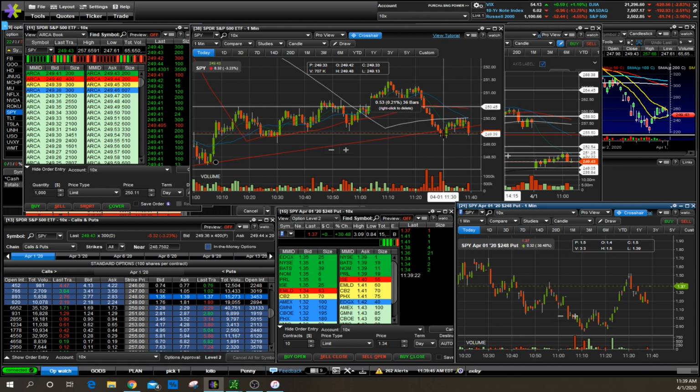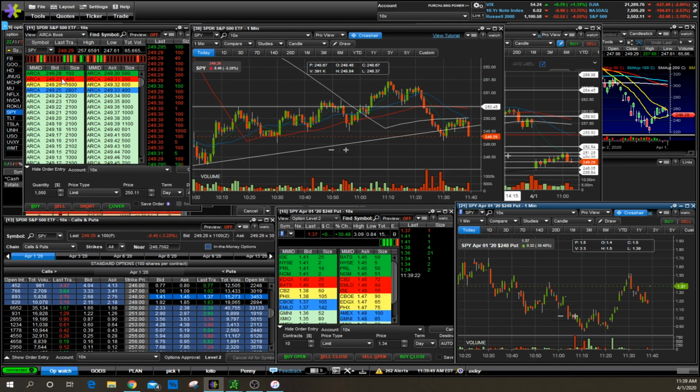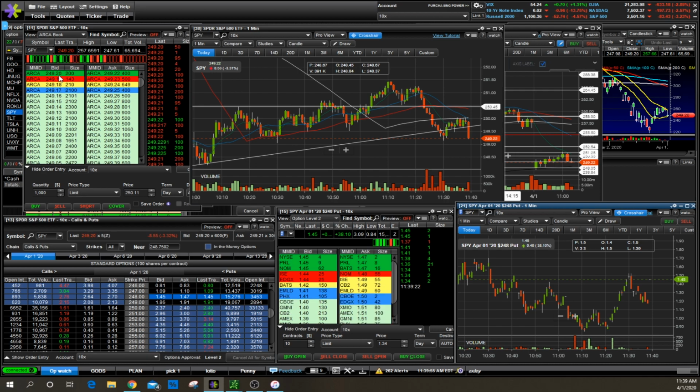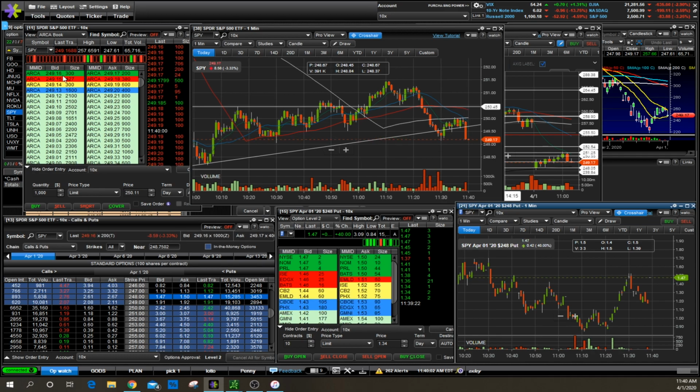What was the low on that candle? 249.13. We need to hold 249.13. If not, it's going to most likely break lower. 7 cents away. Bidder's really trying to hold the 249.18 level. There's a big bidder taken out.